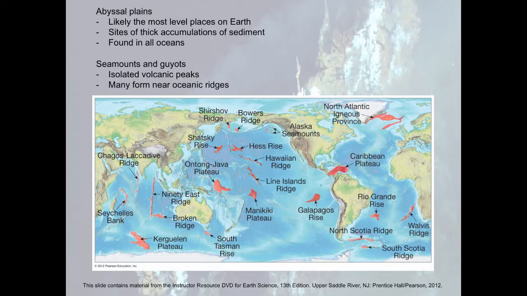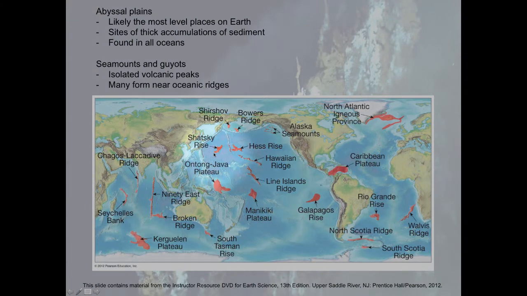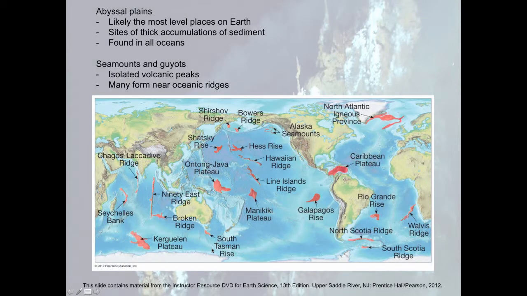Thick accumulations of sediments characterize these zones, and they're found in all oceans. Interspersed in these abyssal plains are seamounts and guyots, which are basically isolated volcanic peaks, sometimes in hot spots, otherwise sometimes near oceanic ridges, where relatively isolated volcanism will produce underwater volcanoes, underwater mountains, which are called seamounts, and guyots, which are eroded, flat-topped seamounts. You can see in this map, in these abyssal plains, lots of plateaus and large elevated platforms that are produced by these processes.